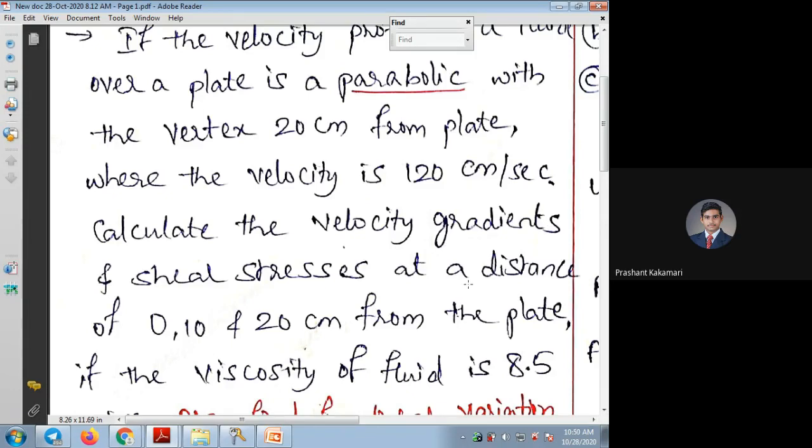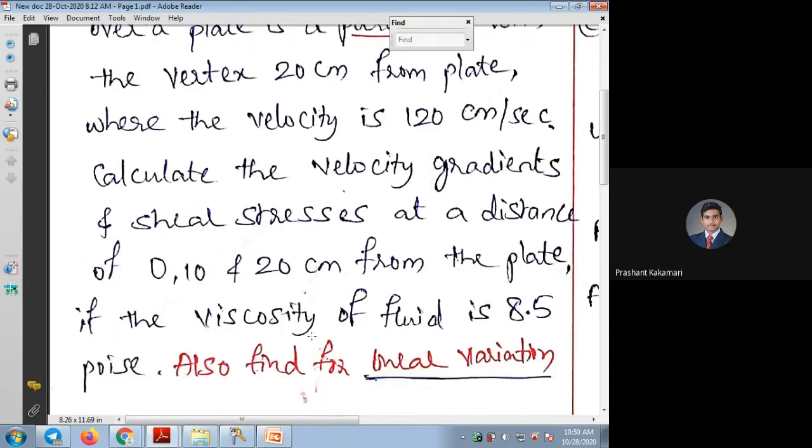At a distance of 0, 0 means on the plate, when the liquid is in contact with the plate, at that distance it is 0. At that distance, what is velocity gradient du by dy and shear stress tau. And also we need to find out tau at 20 centimeter from the plate.